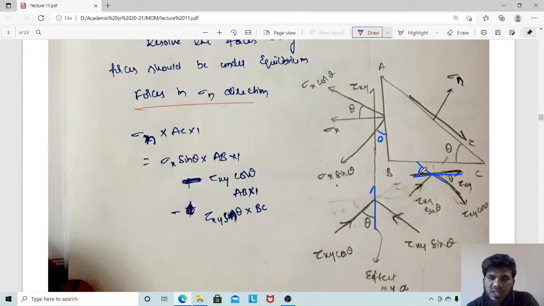If this is theta, what is the alternate interior angle to it? The alternate opposite angle is this. This is theta, this is theta. So if this is theta, this is also theta. Done. Once you find this theta, you can take it as tau x cos theta. Obviously perpendicular to it will be tau xy sin theta.